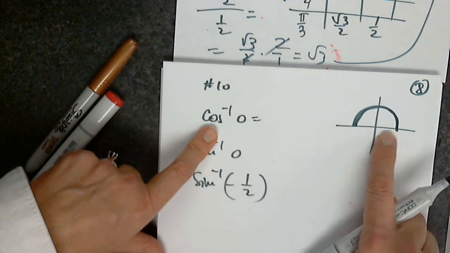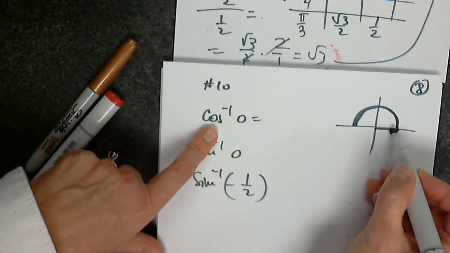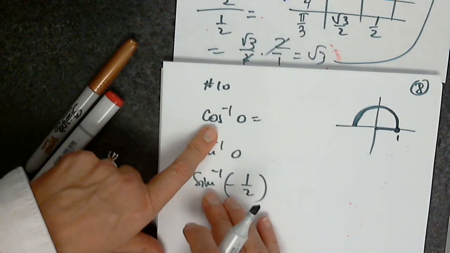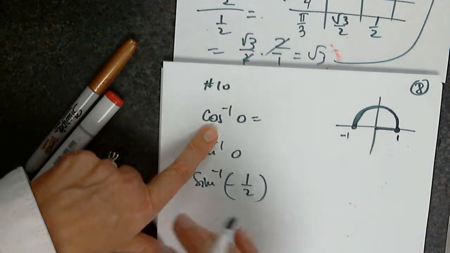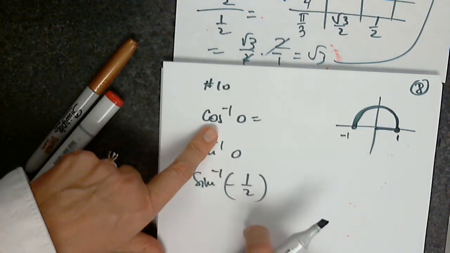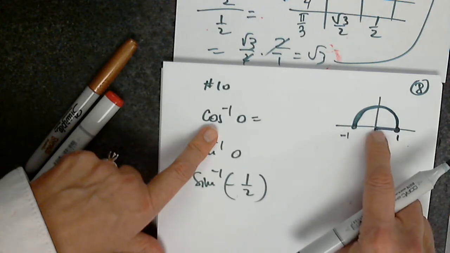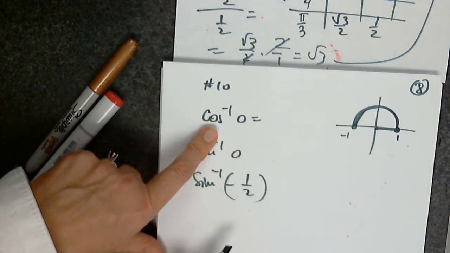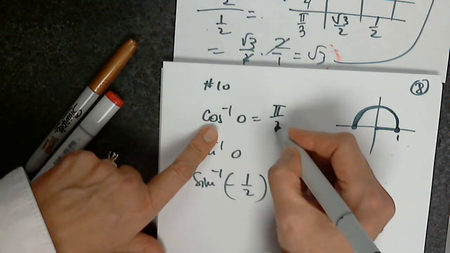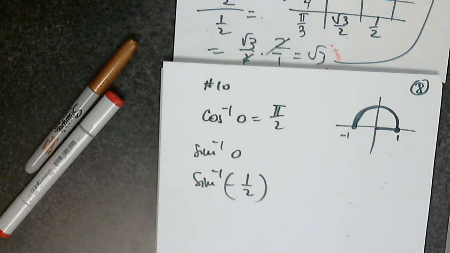Cosine 0 is 1. The measure of the x, the unit on the x-axis here is 1, and here is negative 1. Cosine is measured on the x-axis. At 0 degrees or radians, cosine is 1. Exactly. At pi over 2, the x-coordinate is 0. Cosine is always the x-coordinate.